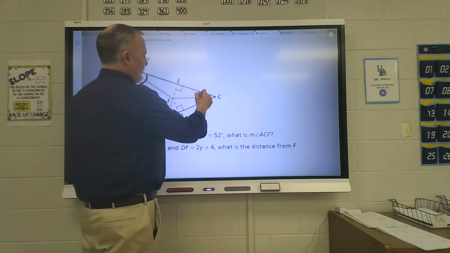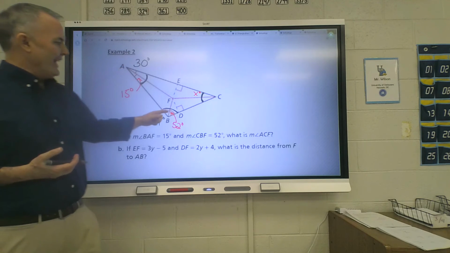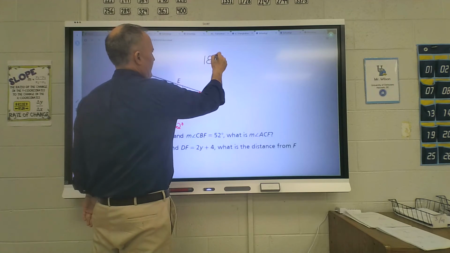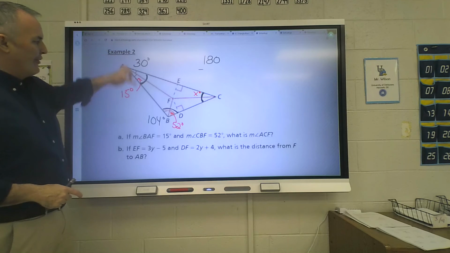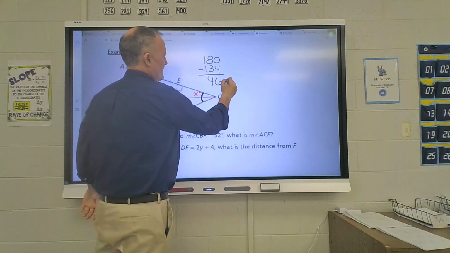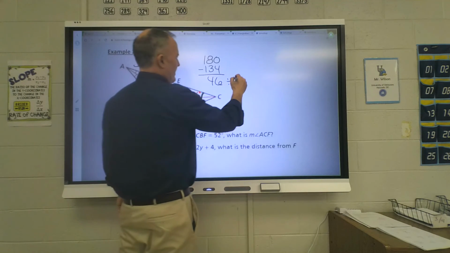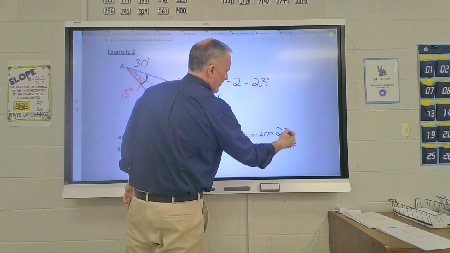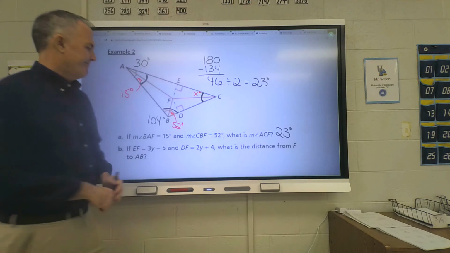Now, if we figure out the big angle over here and didn't take half of it, we can get our answer. And we know that all three angles, when added together, equal 180 degrees. So if I take 180 and I subtract 134, which I get from adding 104 and 30 together, I get 46. Divide that by 2 to evenly distribute it amongst the two different angles. 46 divided by 2 is 23 degrees. So my answer, the measure of ACF is 23 degrees.